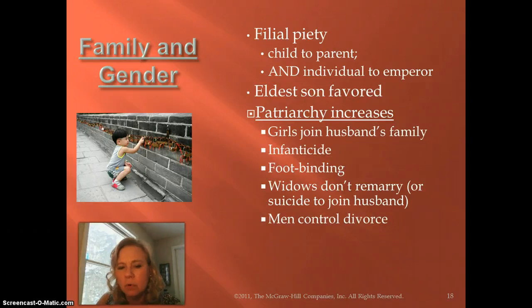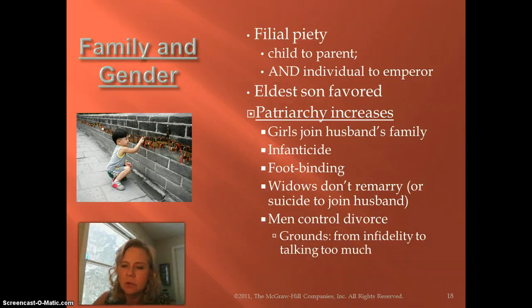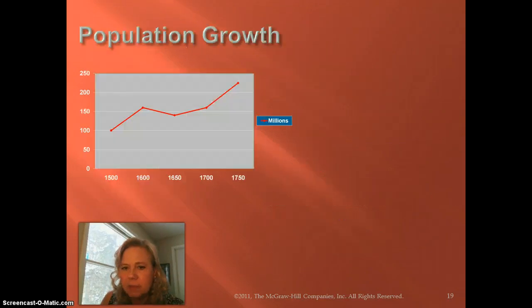Men will control the divorce, and like in many cultures, infidelity is a grounds of divorce, but just talking too much or being annoying, to be honest, would be grounds for divorce. And being a divorced woman in China would be a very difficult path indeed.